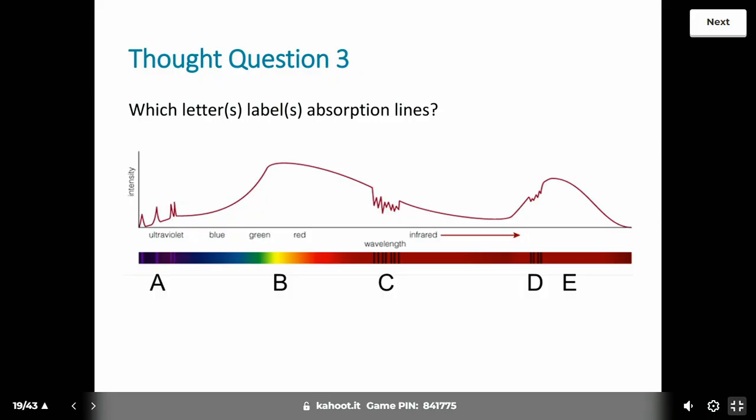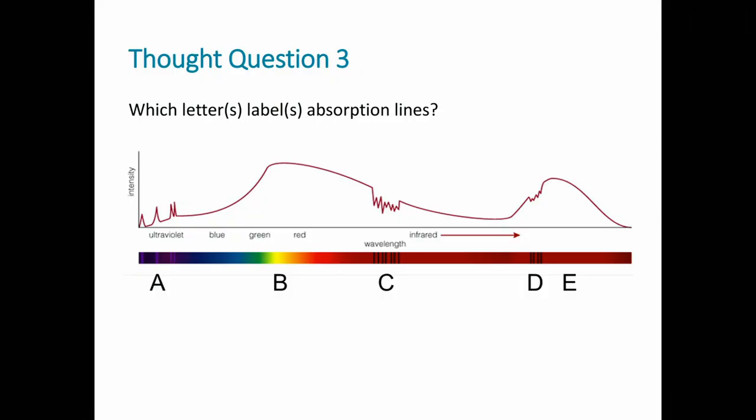Okay, so just as a class, we'll do some practice for these. So we have these letters A, B, C, D, and E. So which letters correspond to absorption lines? You can just shout them out. Yeah, so D is one of them, and C. Yeah, so anywhere it goes below the continuous spectrum is an absorption line.